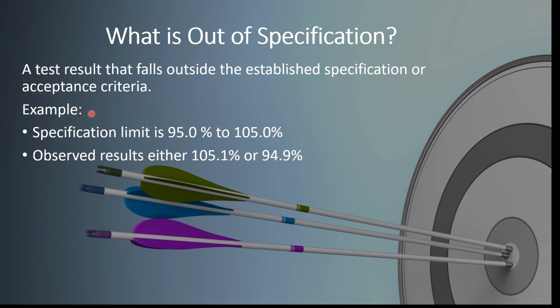Suppose you are performing an assay test of a drug product and your specification limit is 95.0% to 105.0%, right? And now your result for the assay test is observed 105.1% at higher side or 94.9% at lower side. Then it shall be considered as an out of specification test result and you need to initiate the OOS and investigate why the OOS result was observed, right?